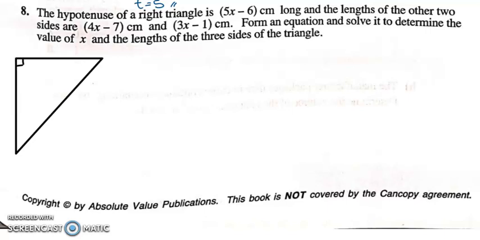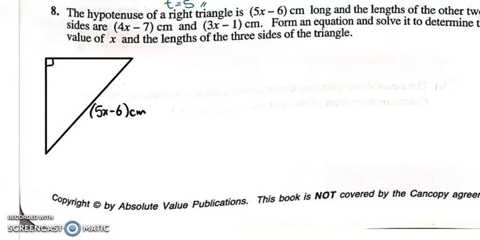Question 8 says the hypotenuse of a right triangle is 5x minus 6 centimeters long, and the lengths of the other two sides are 4x minus 7 and 3x minus 1. Now, it doesn't matter which one you assign which to as long as they're there. And again, the only relationship we know about right-angled triangles is the Pythagorean theorem. So we're going to write it out like this.